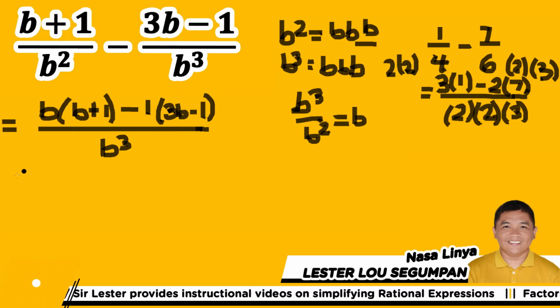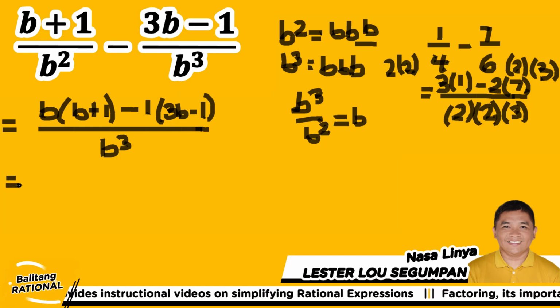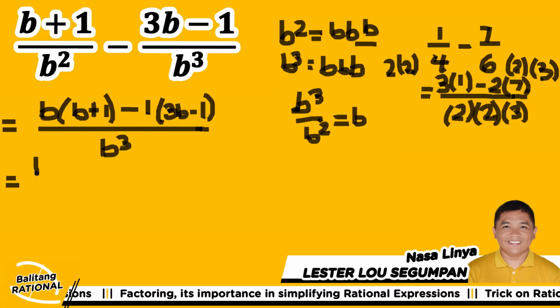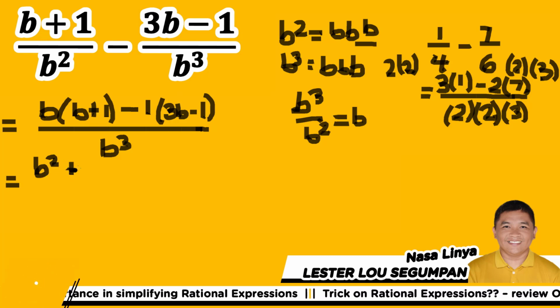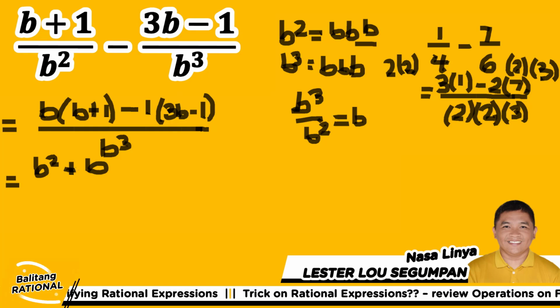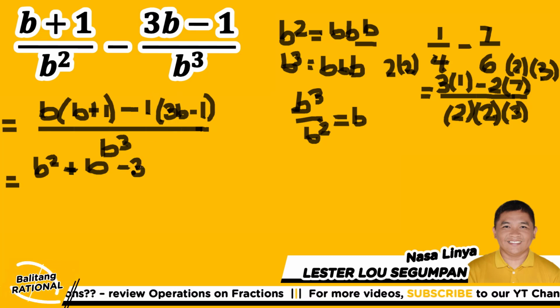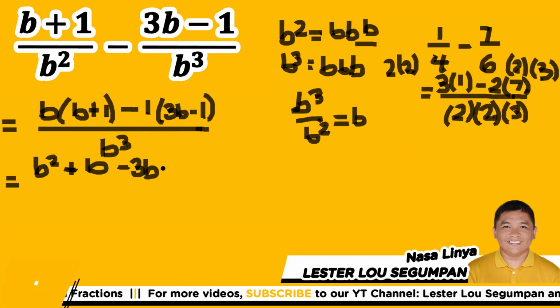Let's just continue. Here, we're done providing our equivalent fractions, or in these terms, equivalent rational expressions. Let's operate our numerator. b times b is b squared. b times 1 is b. Now, on our next term, when we multiply this, we are going to distribute the negative sign. So, negative 1 times 3b, you have negative 3b. The negative 1 times negative 1, it's plus 1.